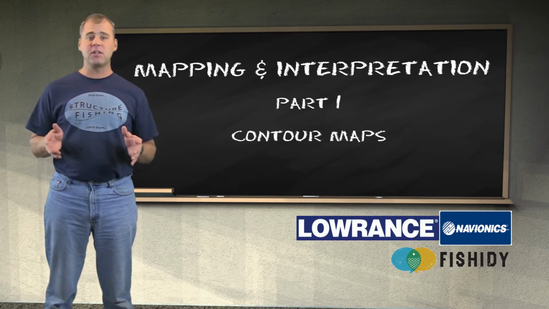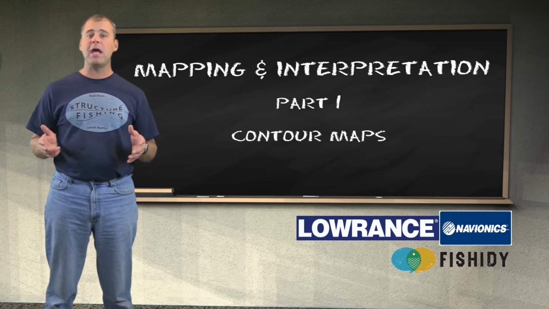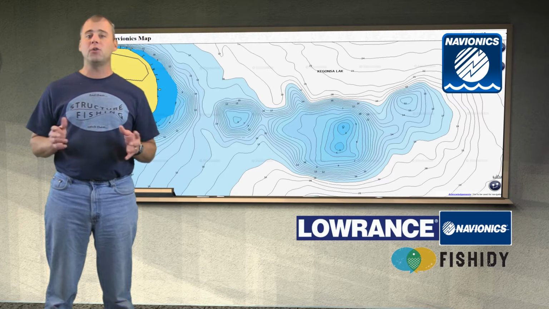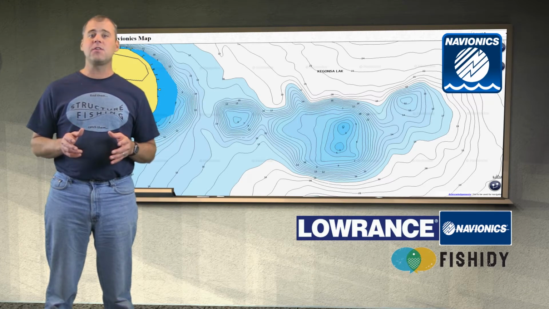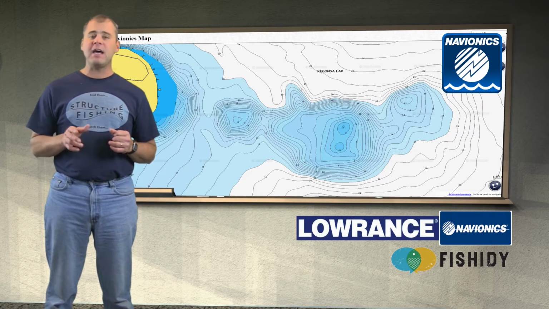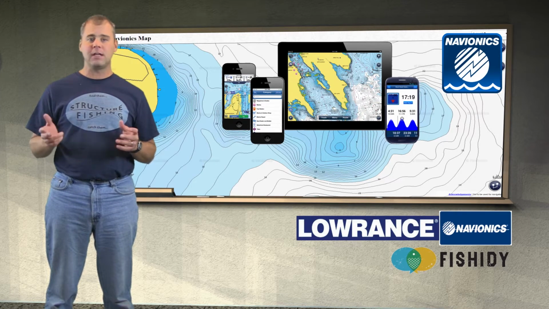Now several decades later, we still have depth meters, but we also have some other tools that can help us map and interpret structures. Contour maps have come a long way in recent years. In some cases, there are high-definition maps with 1-foot contours available. Navionics is a leader in these maps. Navionics makes these maps available for most all chart plotters. There's also a mobile app for your smartphone and tablet.